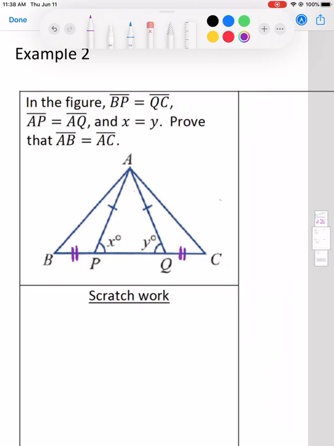These are the segments that we're talking about. AP is equal to AQ. So AP is this one, AQ is this one. So those are already marked as equal. X equals Y. Okay, so they mark these ones with 1 mark.